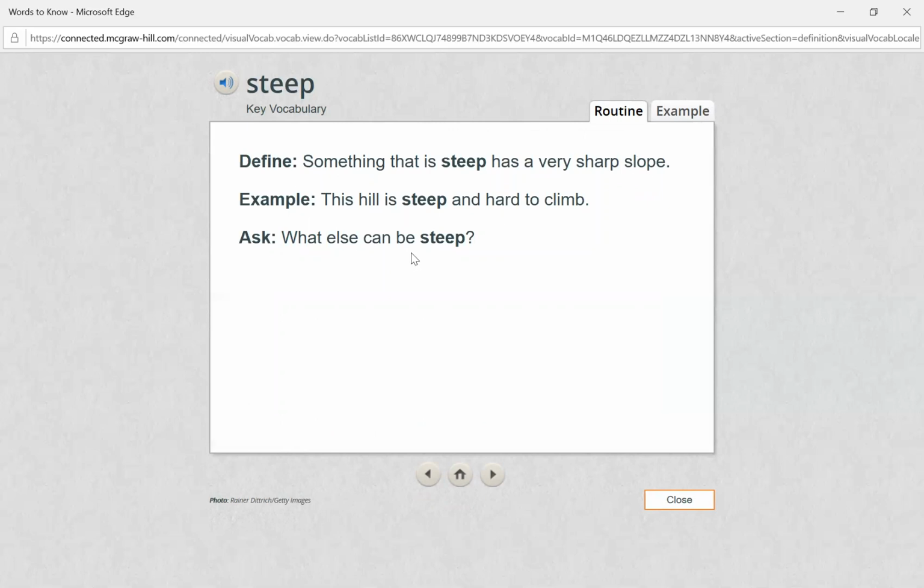So what else can be steep? I'm thinking of one. It's actually very, very huge and is very hard for people to climb because it's so steep. It starts with the M. I wonder if you can guess what I'm thinking. Maybe it was the same one you thought of.